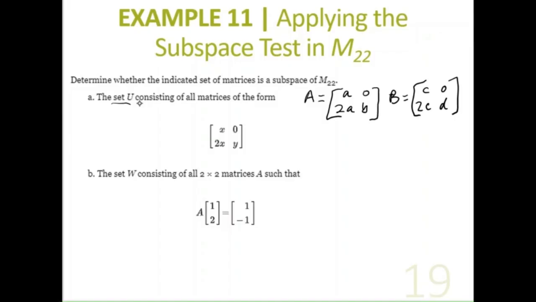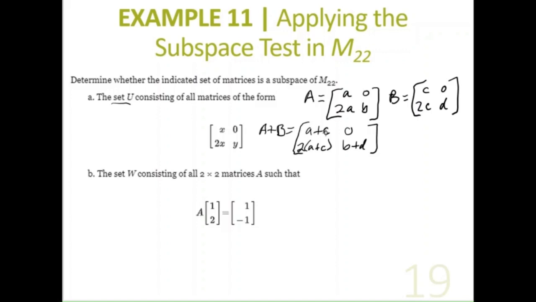So here, what do we got to do? We got to prove axiom 1, which means that A plus B equals this type of form. So let's see how this works out. A plus B would be a plus c. Obviously 0 plus 0 would be 0 here. And then we'd have 2 times (a plus c), because we pull out that 2. And then we'd have here b plus d. And so we would be able to say that this particular matrix is in U because it fits this form, and we would say that U is closed under addition.